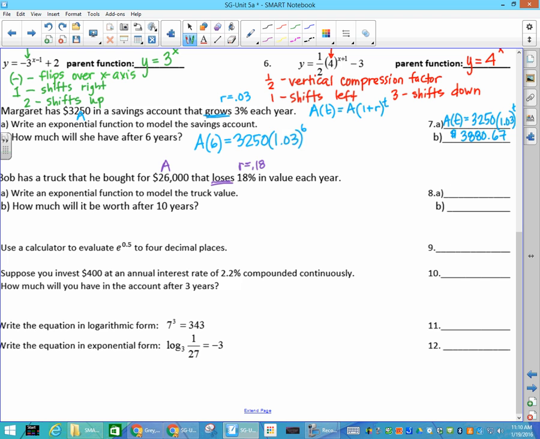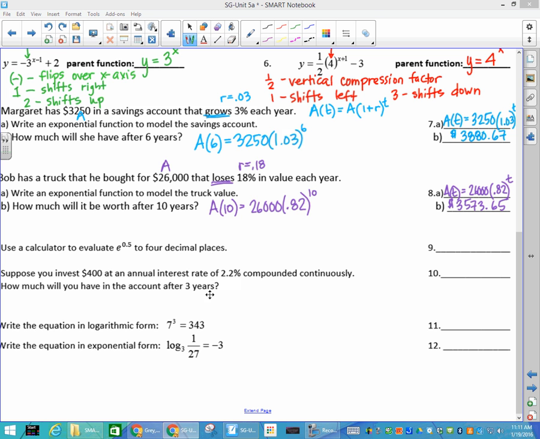Okay, so my function is going to be A of t equals 26,000 times (1 minus 0.18, which is, of course, 0.82) to the t. How much will it be worth after 10 years? That's A of 10 equals 26,000 times 0.82 raised to the 10th. So when you put that in your calculator, again, this is a money problem. So to answer, you need that label of dollars. And this is going to be $3,573.65.